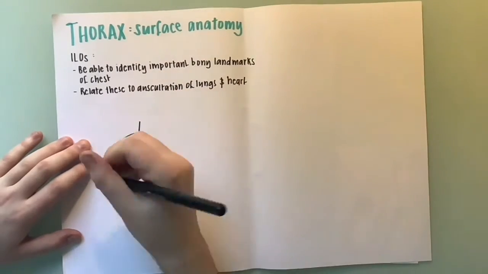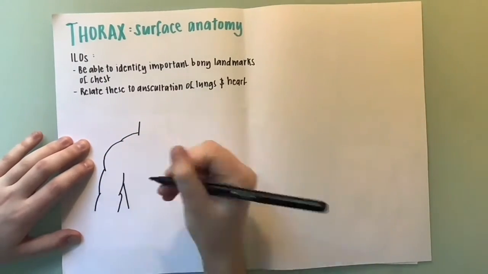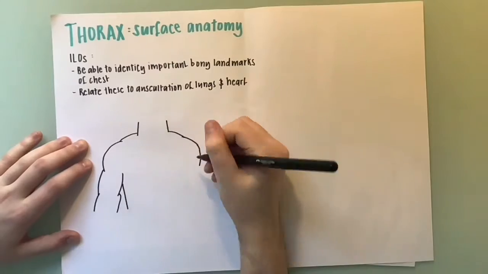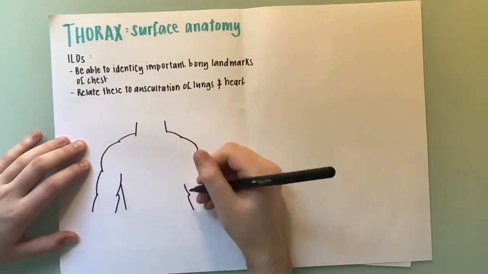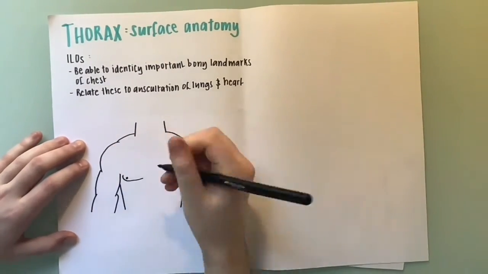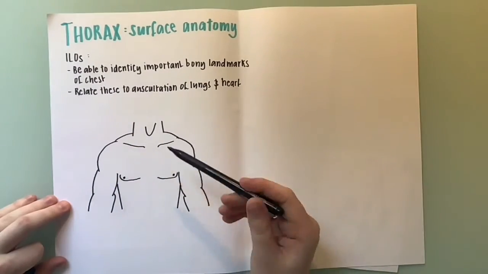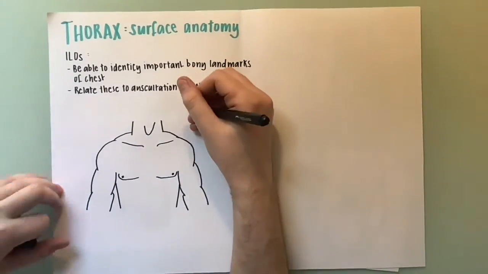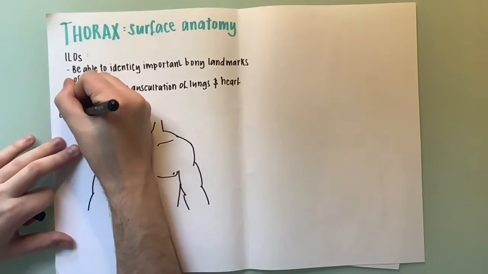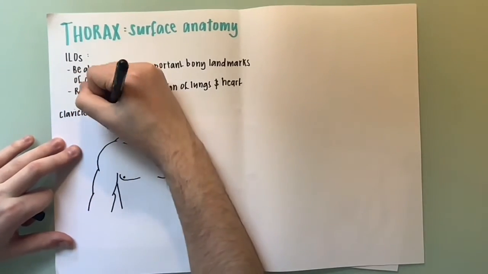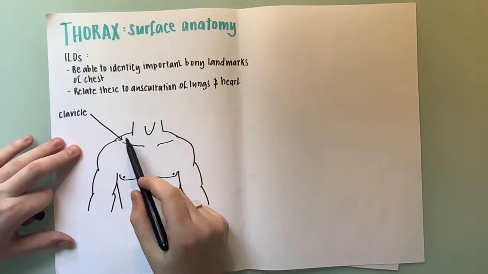Here I have drawn an illustration of the male chest, and it should be noted that the chest is said to extend from the clavicles above to the inferior costal margin below. Here we have the clavicles and the suprasternal notch, which is also sometimes referred to as the jugular notch, which can be felt on palpation.